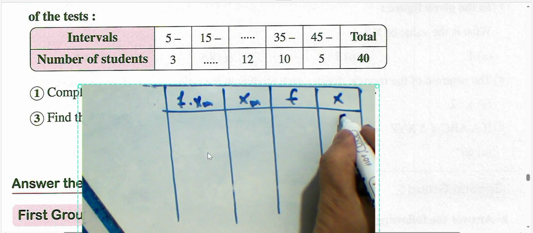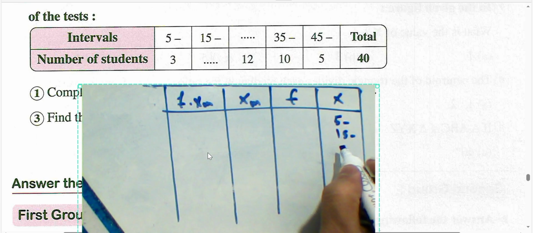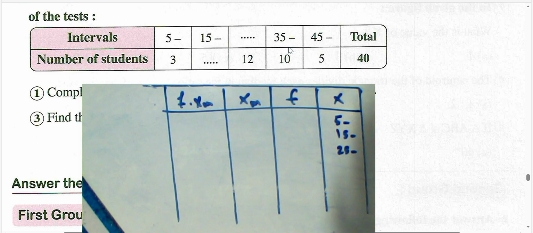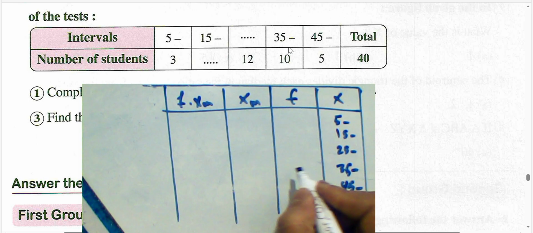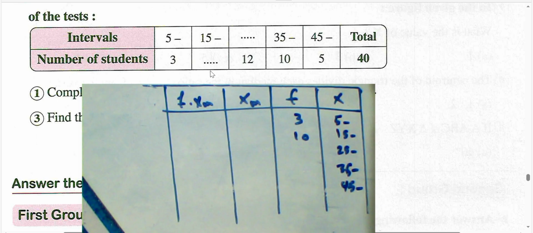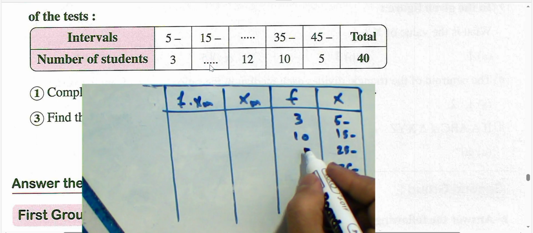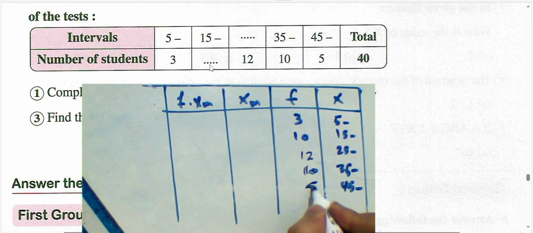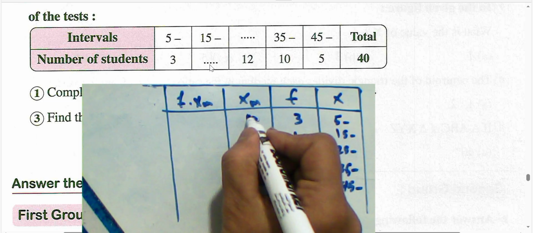We have some information, 4 columns here. Write first the class and frequency, the center between the numbers, and then the product between frequency and center. Here the classes are 5, 15, 25, 35, 45, and the frequencies are 3, 10, 12, 10, and the last one 5. The center: 5 plus 15 is 20, divided by 2 equals 10. Write 10.